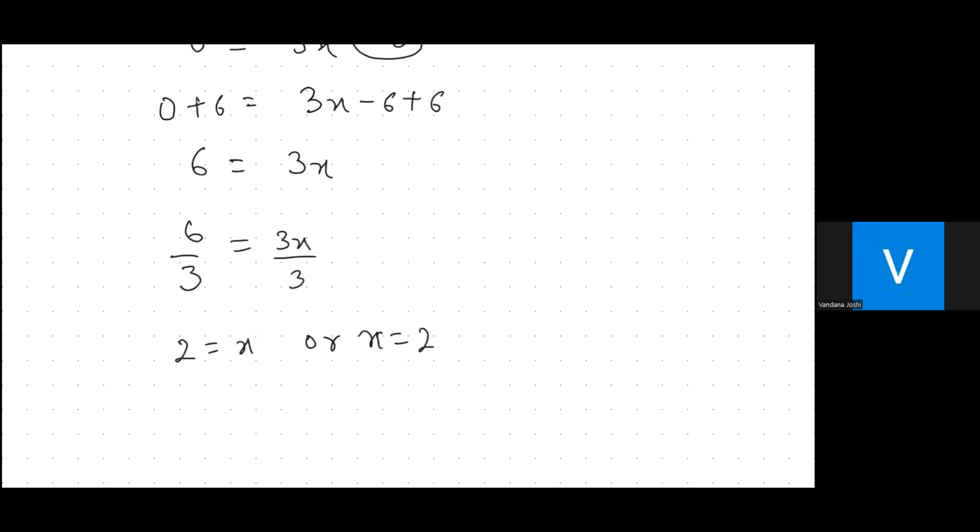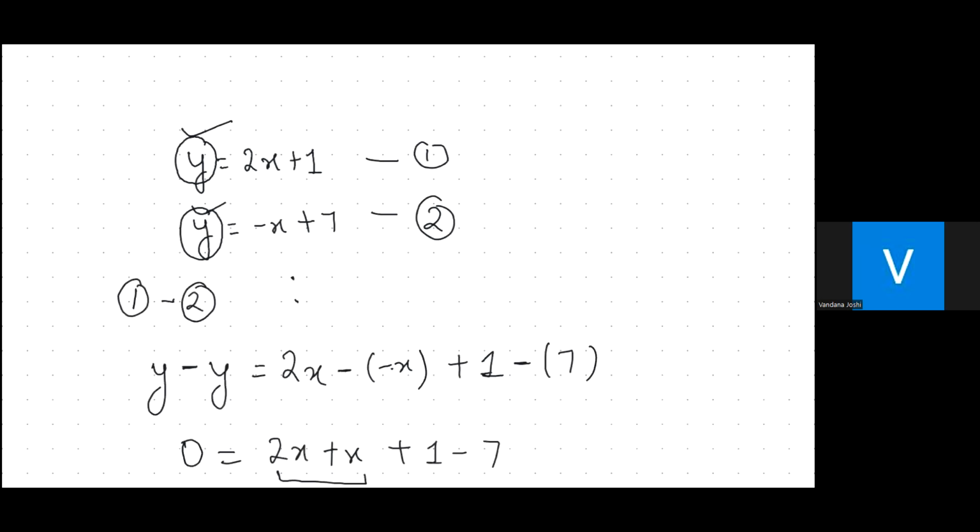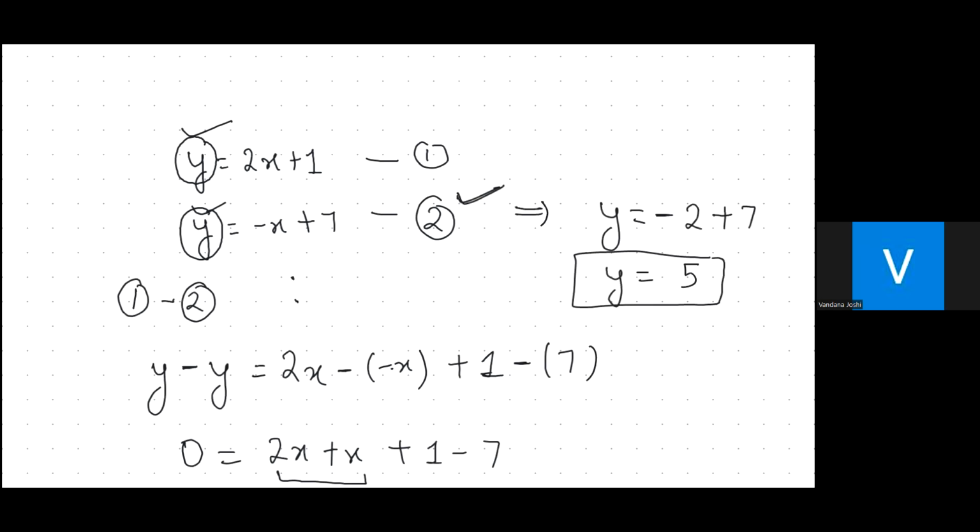Now to find the value of y, you will plug this value of x into one of the equations, whichever one suits you. So let's try to plug it into equation number 2. I'll write y equals, instead of x, I'll write down its value. So minus 2 plus 7, that is going to give me 5. So my solution is y equals 5 and x equals 2. So this was the elimination method.